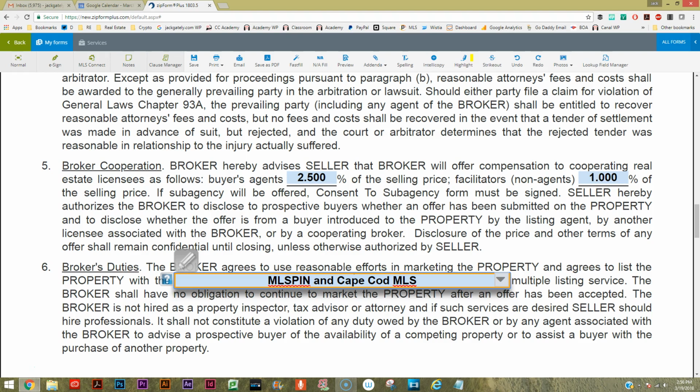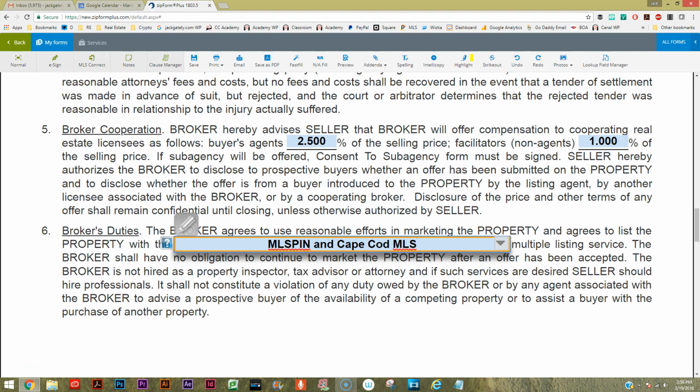There are more than one MLS system here in Massachusetts, so some of you might know there's MLS PIN, which serves the vast majority of Massachusetts. There's the Cape Cod MLS. There's also another micro MLS on the islands, and there's the Berkshire MLS. So check with your office on how to fill that in. That's going to be slightly variable. I typically use MLS PIN and Cape Cod MLS.